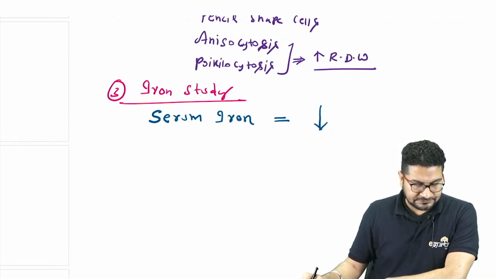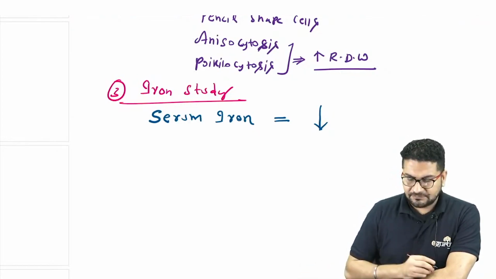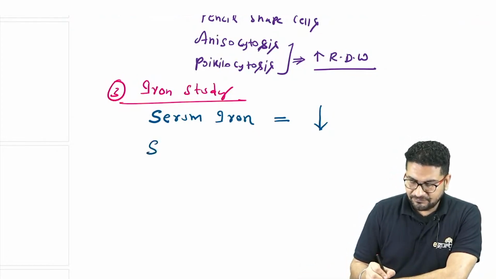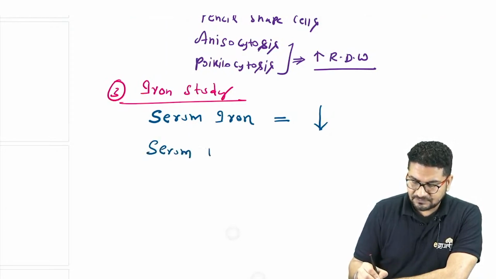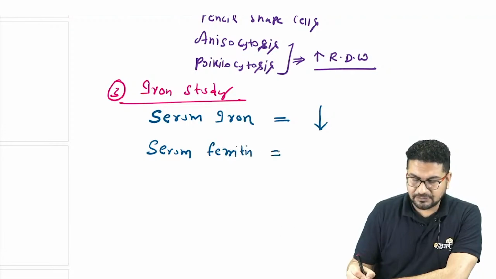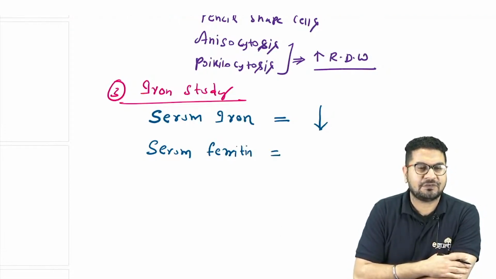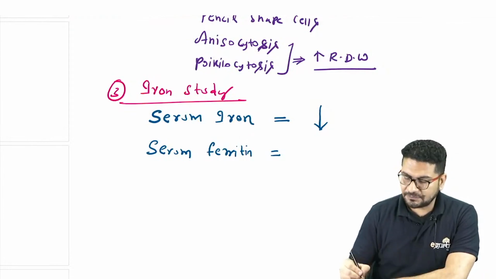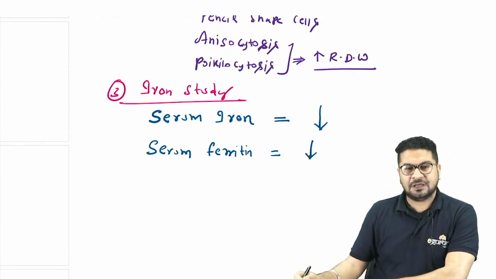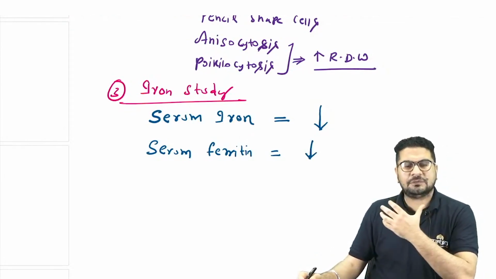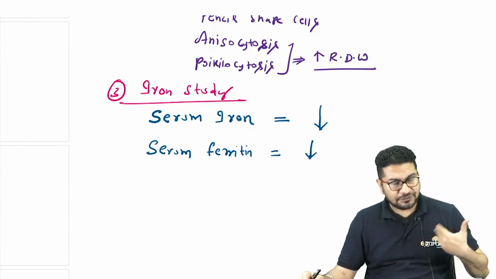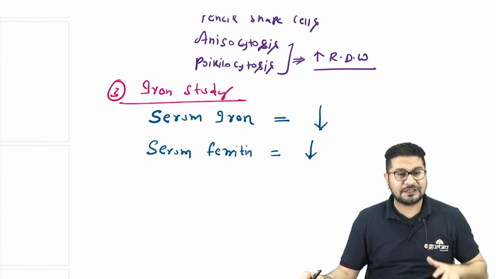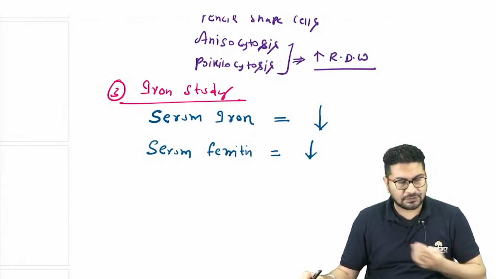Clear? Serum iron will definitely decrease. If I say serum ferritin, what I told you, ferritin is a reflection of your store form. So remember, store form will also decrease, because when you are deficient, first the body will utilize the store. Once stores are decreased, then you get the symptoms. So store form will decrease.